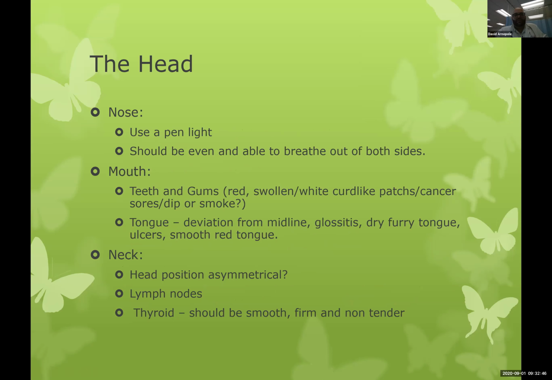Last one, then break. The nose. We use a pen light and look up there. Okay? They should be able to breathe out both sides. But do you see any blood? Do you see any dry blood? Any discoloration? Any masses? A deviation of the septum or a change? Is it closed on one side? Is it occluded?